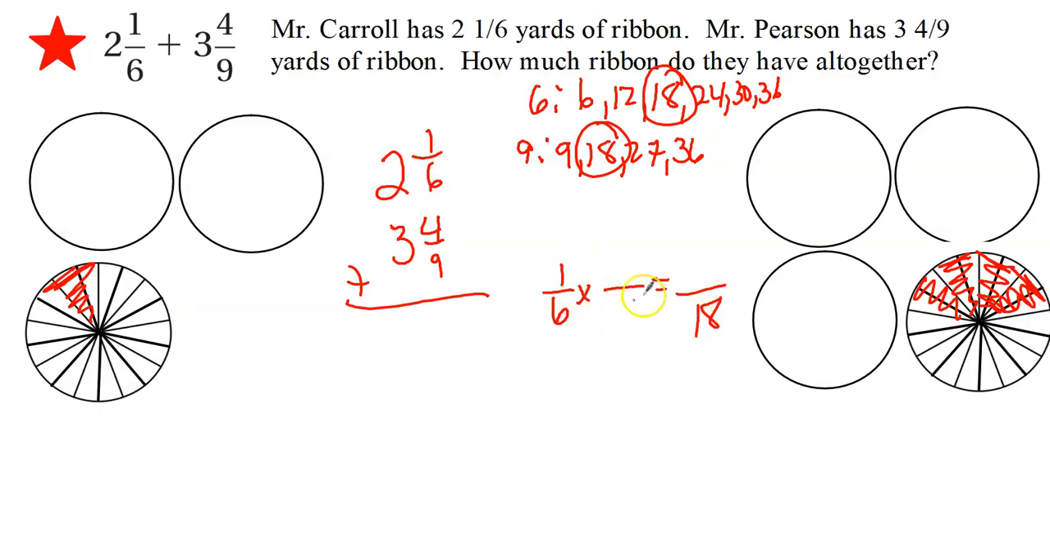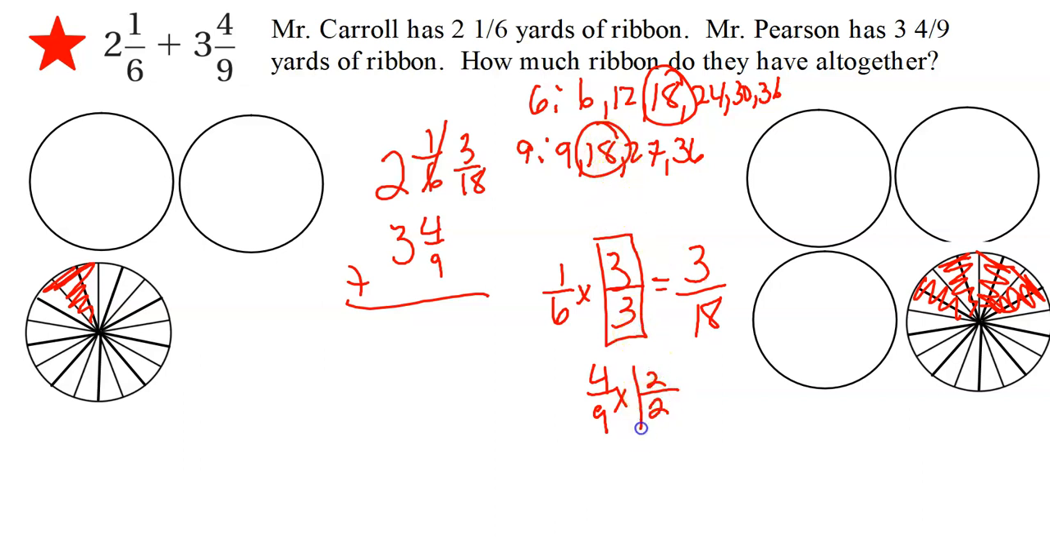So I need to multiply 6 times 3, which means I need to multiply the top number by 3. 1 times 3 is 3. So this 1/6 is now 3/18. So I'm going to cross that off. And then the 4/9, I'm going to take that and I'm going to multiply by a number that gives me 18 in the denominator, which is 2. I have to multiply 2 by 2 over 2 because that's a giant one. And I get 8/18. So this number becomes 8/18.